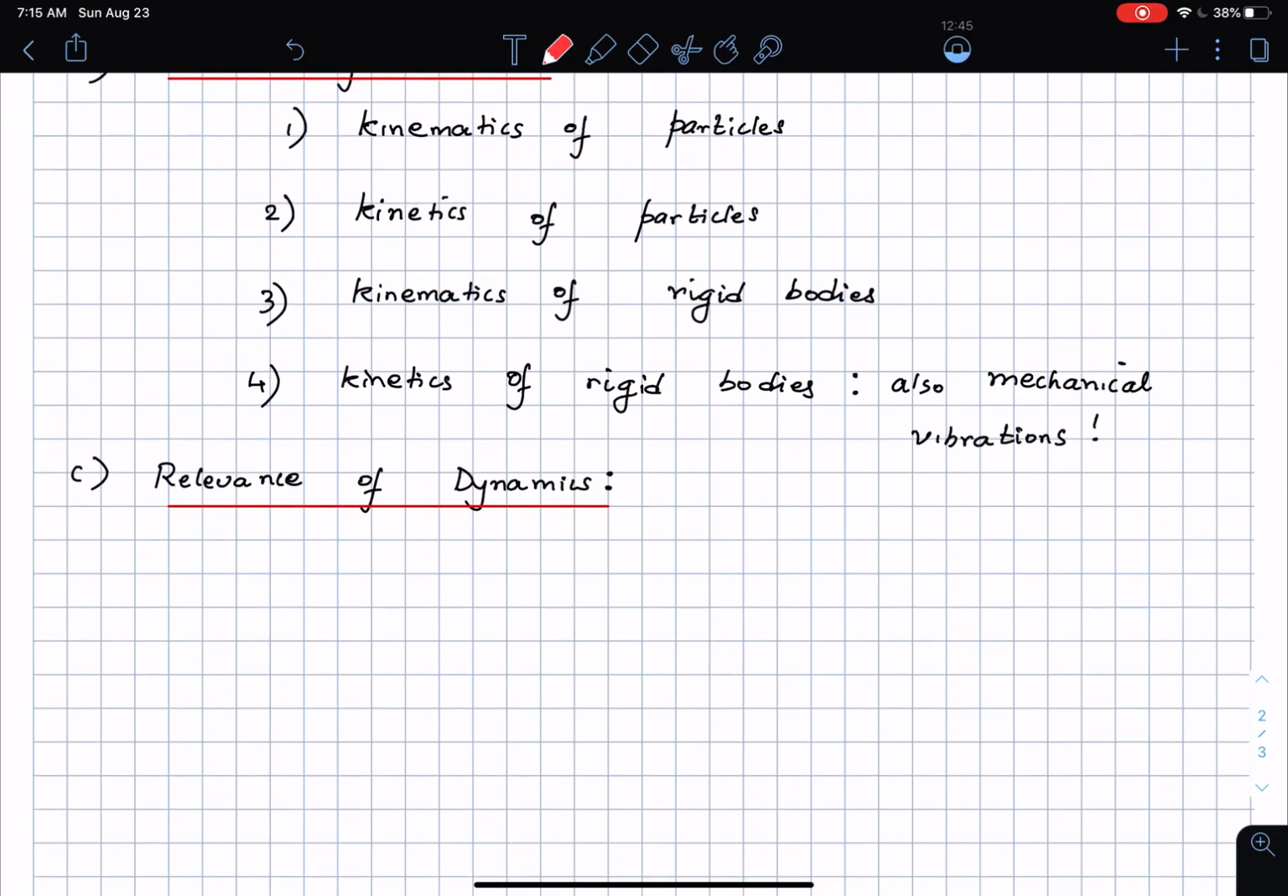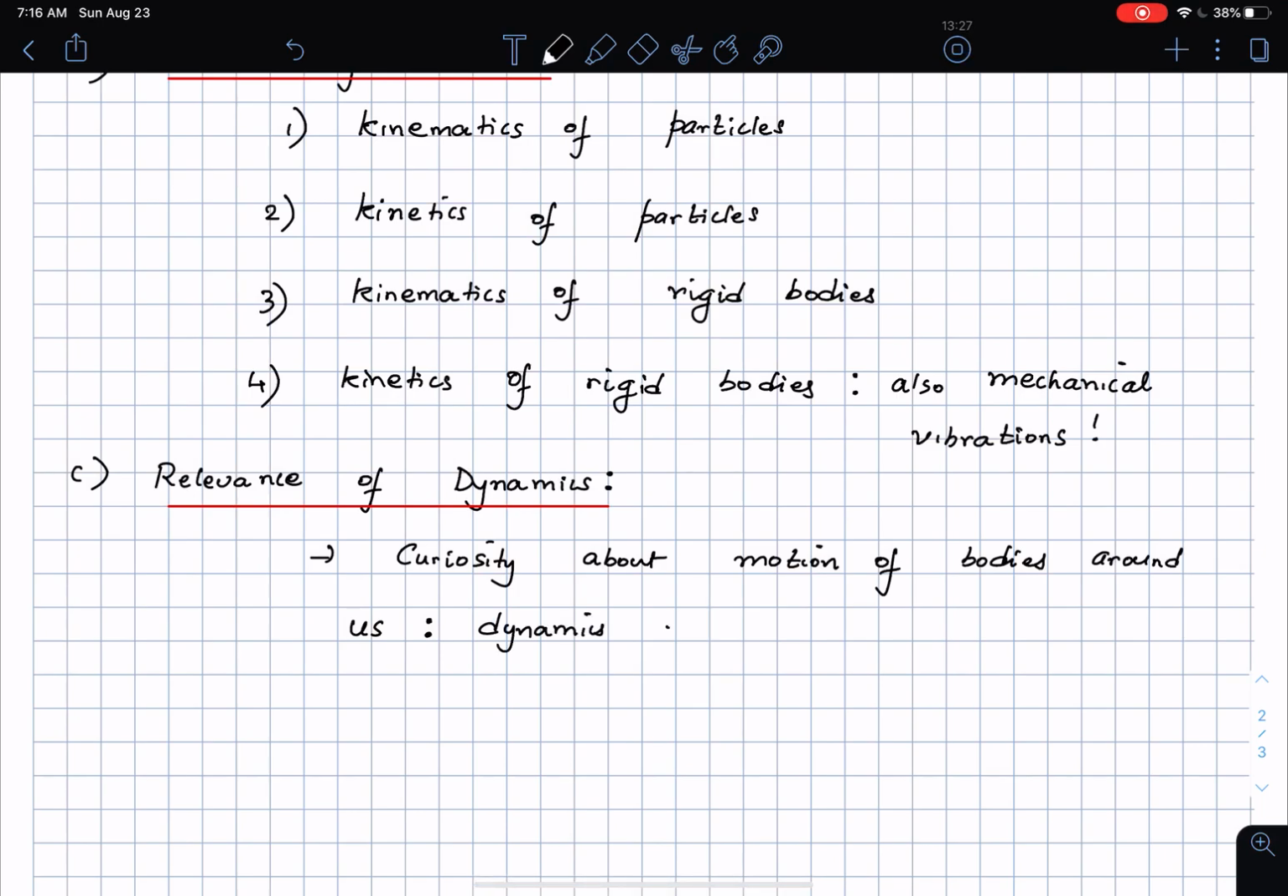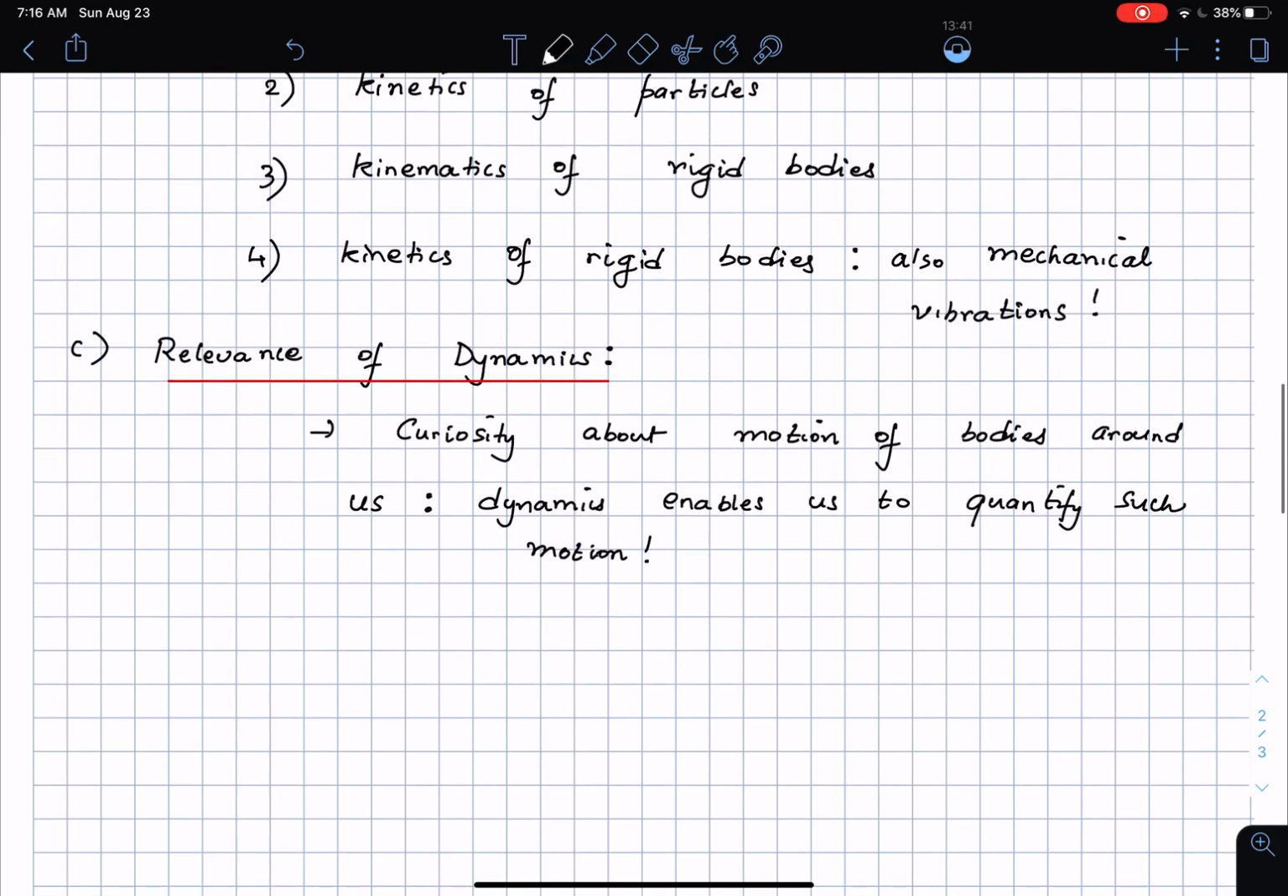So curiosity about the motion around us enables us to study dynamics by talking about the motion from a mathematical perspective. Curiosity about the motion of bodies around us is one reason why we need to study dynamics. Whenever we need to quantify motion of bodies, we need dynamics. And the nice thing about dynamics is that it will quantify motion in a mathematical framework, which we can then make use of certain mathematical tools to understand things better.